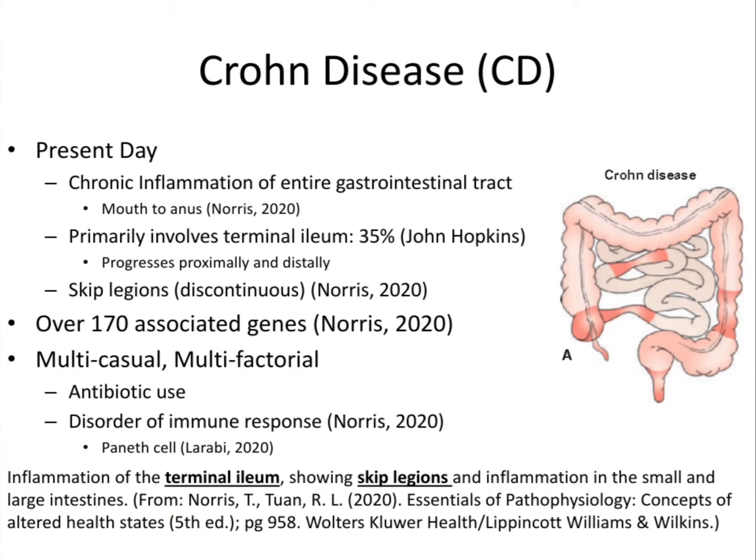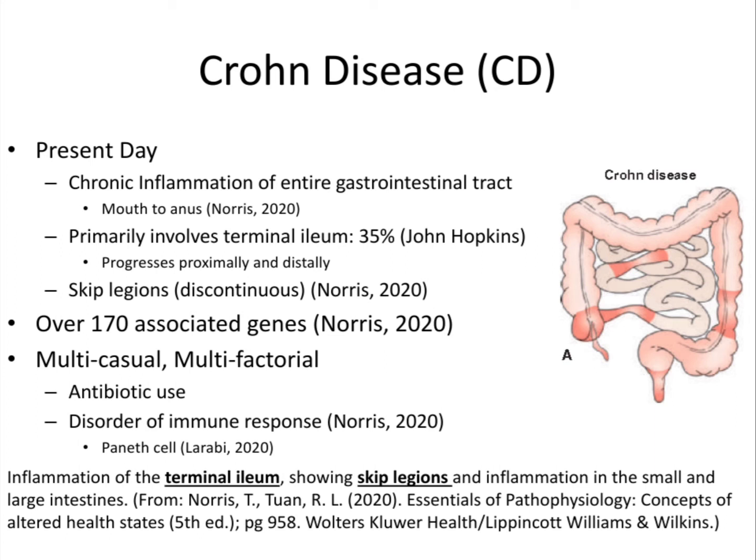Crohn's disease today includes inflammation of the entire intestinal tract. It primarily involves the terminal ileum. This is where 35% of inflammation is found. It progresses both proximally and distally. Skip lesions are characteristic of Crohn's disease. These are discontinuations in the inflamed tissue with unaffected tissue between regions of inflammation.